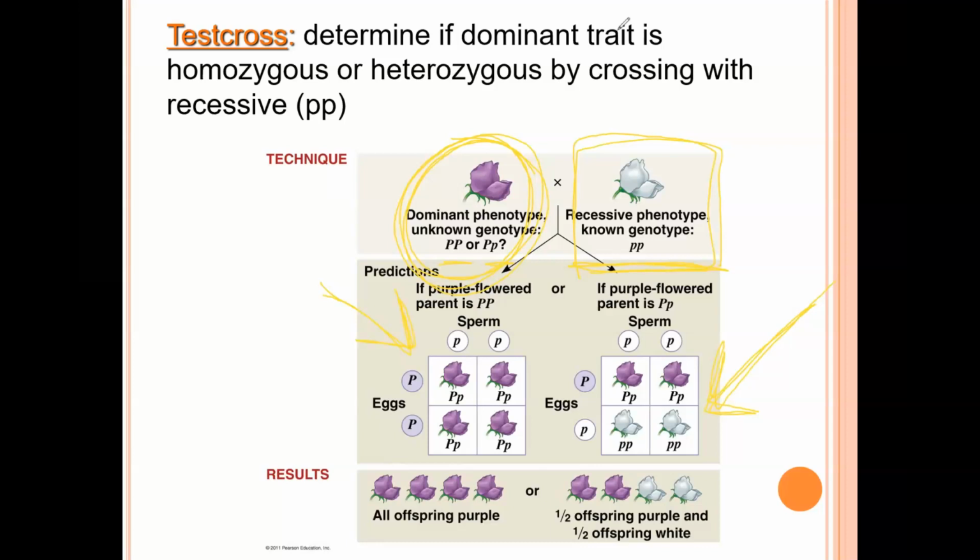So a test cross is used to determine if something showing the dominant trait is either homozygous dominant or heterozygous, and you do that by performing a test cross, crossing it with a homozygous recessive for that trait. All right, so hopefully that made sense.